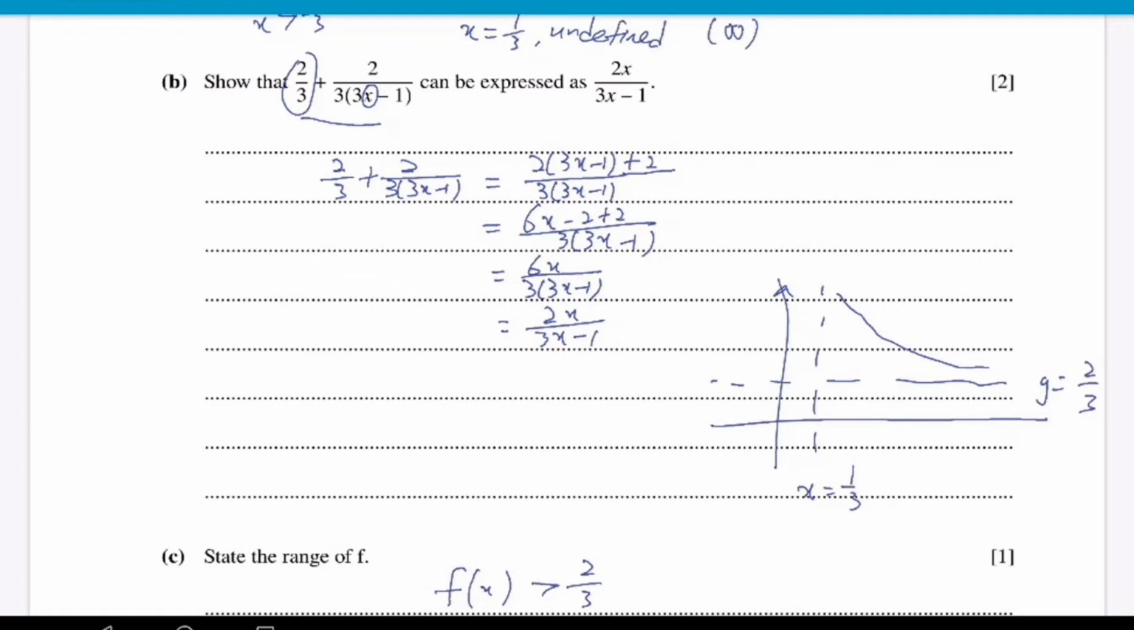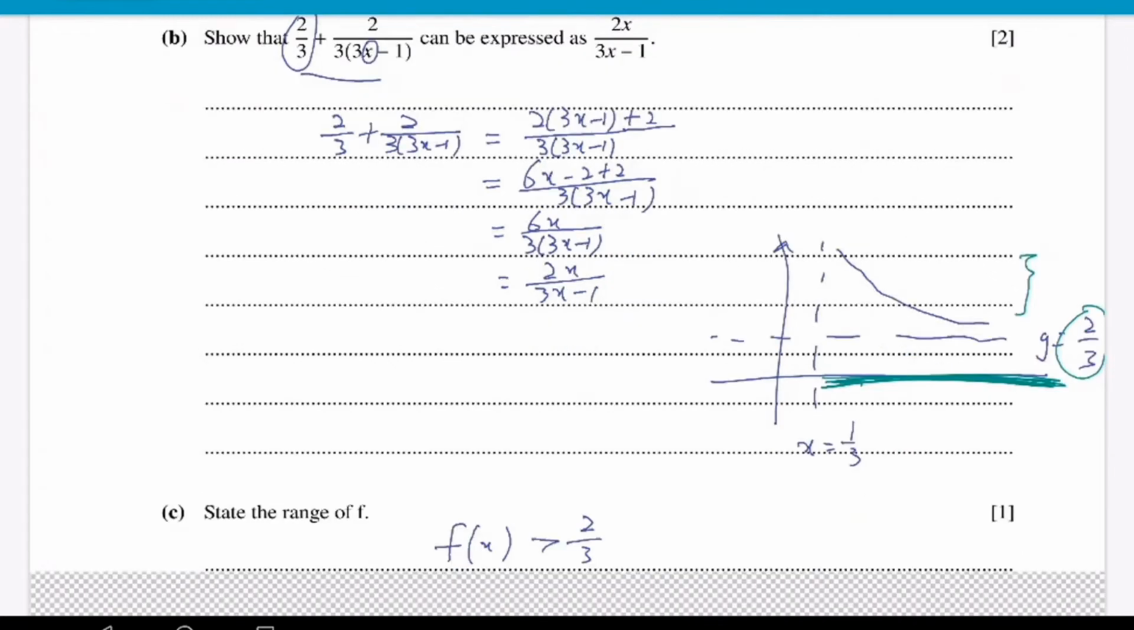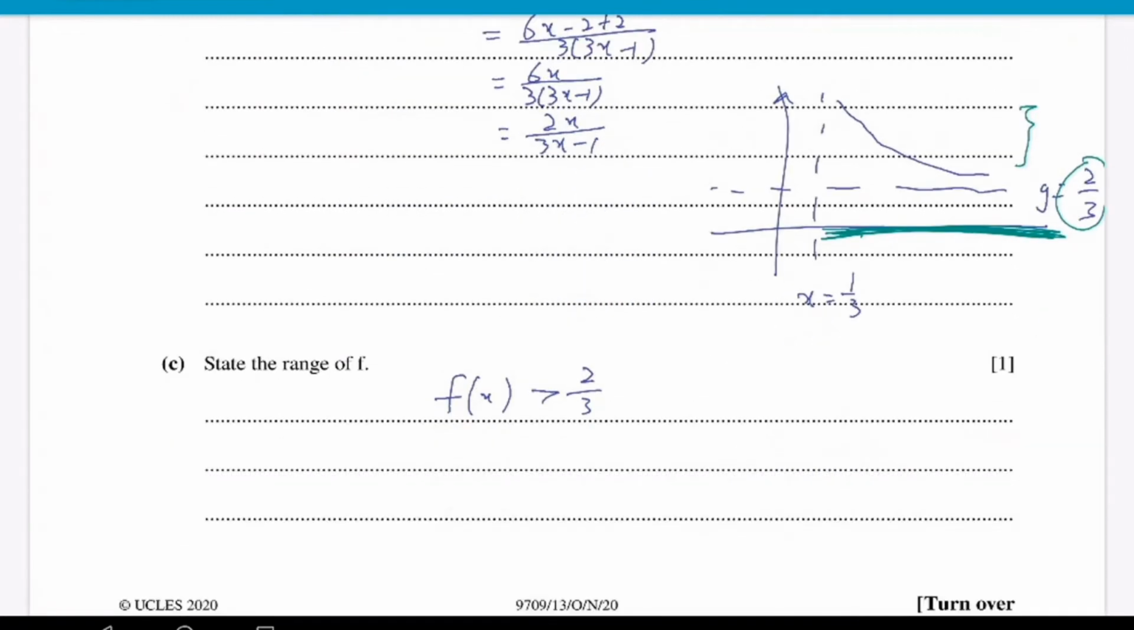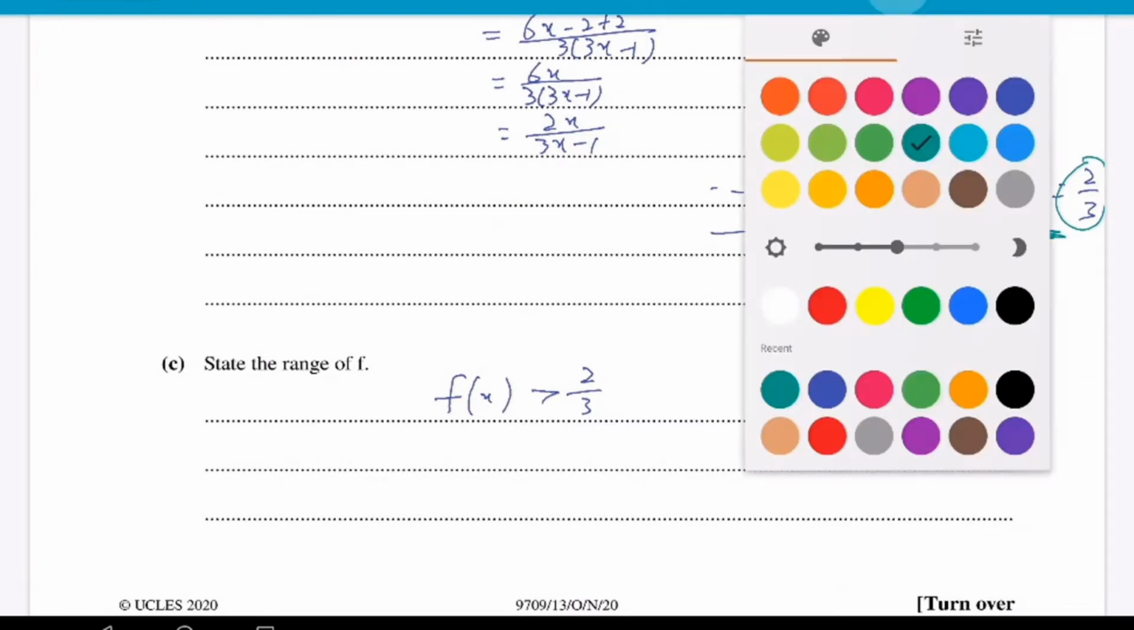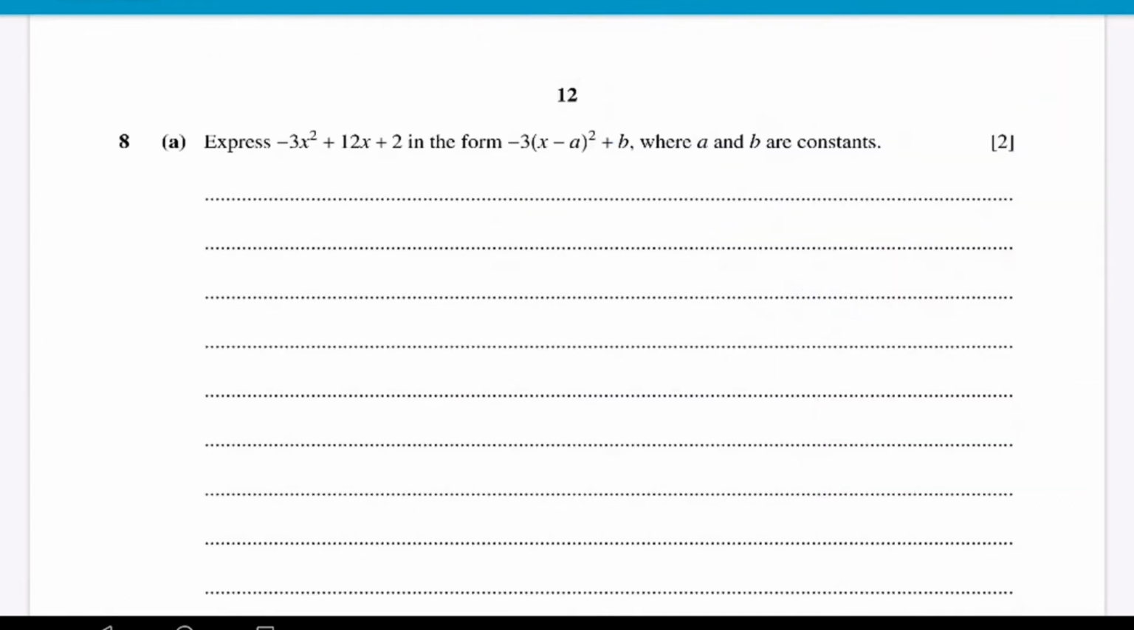Okay, so when you look at the range for this, the domain is only given from x equals 1 over 3 onward, right? So you're looking at this part here, and you can just look at the range. The range is from 2 over 3 onward. Okay, so this is the range for the graph here. So not easy, even though it's a 1 mark question like that.